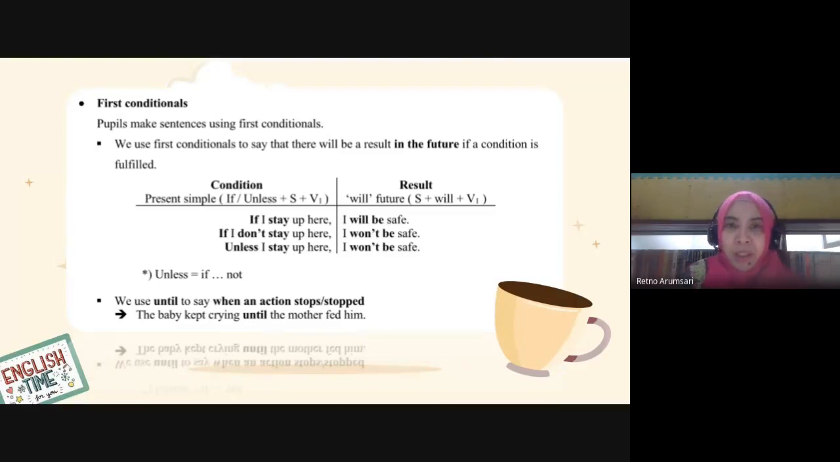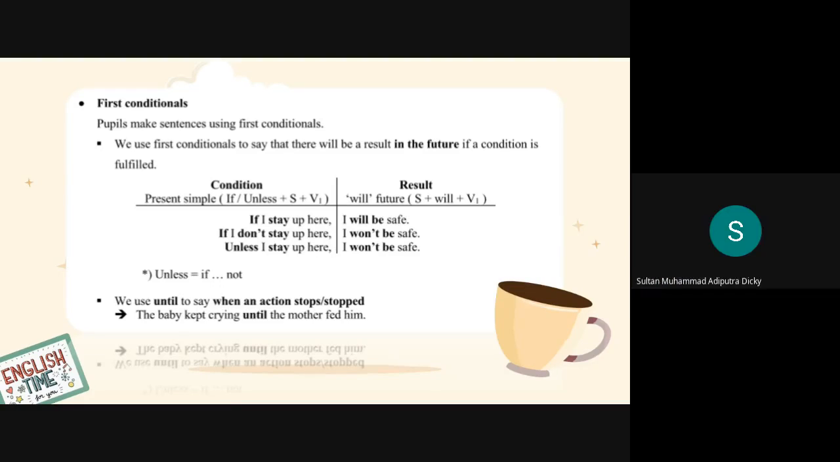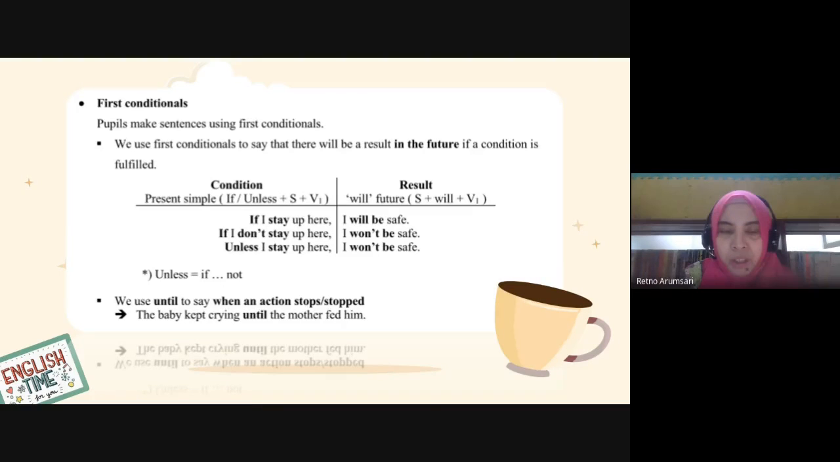First, conditionals with if in the condition clause and will future in the result clause. Okay, so there is a condition clause and there is a result clause. The condition clause is if I stay up here, it uses the present simple. And the result clause is I will be safe. It uses the will future.